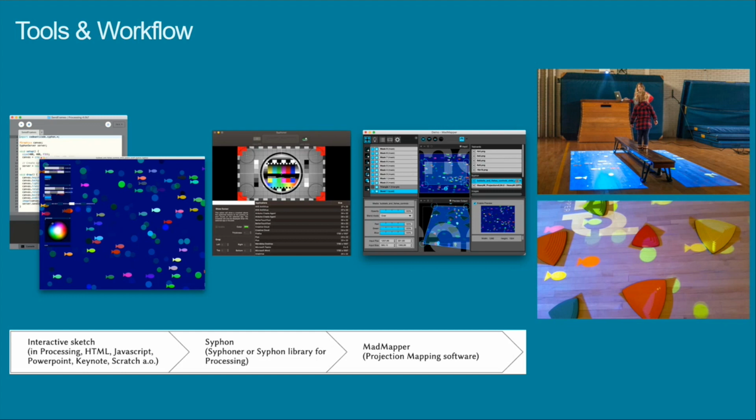Application output that is controlled by the wizard is then sent through software for screen sharing to an application for projection mapping. This makes it possible to project on any shape or surface without distortions. In our course, we often use Siphon for screen sharing and MadMapper as projection mapping software.